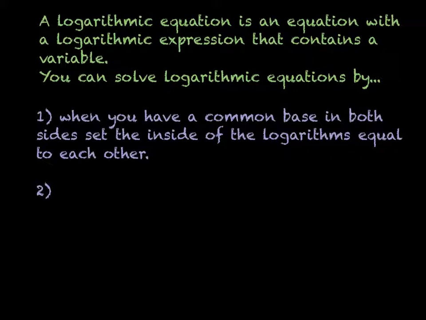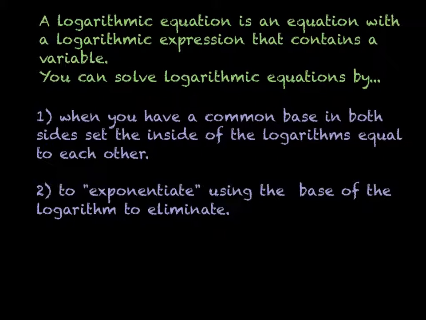When you have a common base on both sides and only one logarithm on each side, then you can set the inside of the logarithms equal to each other, very similar to the way we did with exponents. The second way, and the more common way, is to what we call exponentiate, using the base of the logarithm to eliminate the logarithm. So we want to make it an exponent so that we can cancel it out using our logarithm properties. In both these cases, we will have to use those properties in order to solve the logarithm. So we'll do some examples of that now.